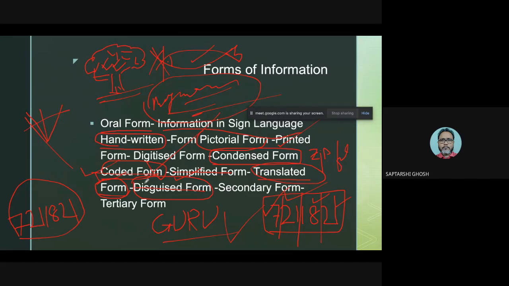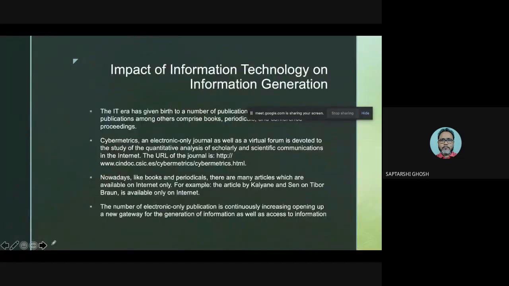Then the secondary form. In the secondary form, information is taken from a first-hand source and then transferred. The tertiary form is taken from both first and second and transported to the tertiary form. And last, we have the impact of ICT. ICT has given us more chances to get publications.